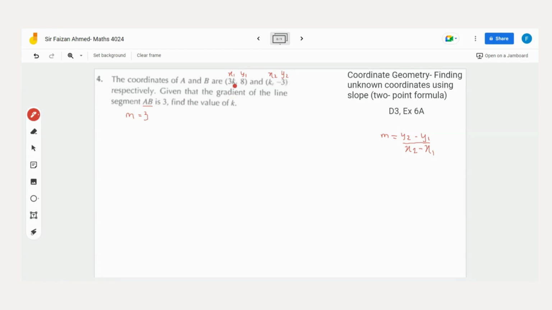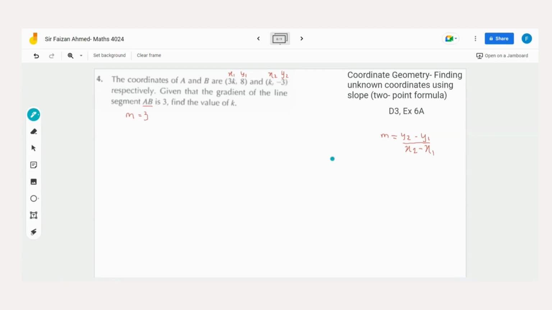So, since we have been given the two coordinates and the gradient, so we will use this 2 point formula. So, we just have to use this formula m is equals to y2 minus y1 upon x2 minus x1, and we know all the values. We just have to plug in the values and find the value of k. So let's just begin the solution.